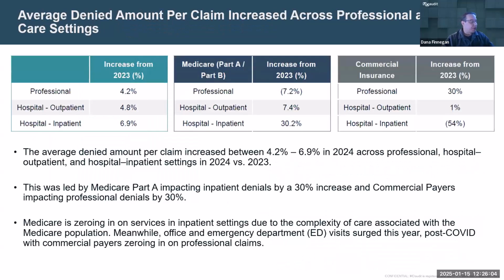I want to go into a little bit about denials. Again, we're going to send this out to you, but we want to quickly say that from 2023 to 2024, we saw a massive increase in the average denied amount per claim.